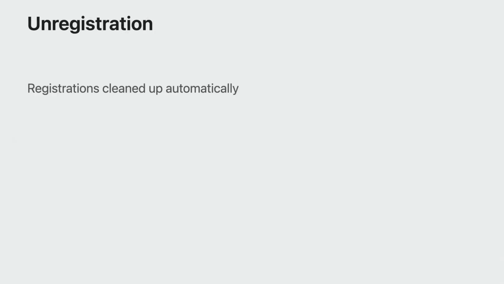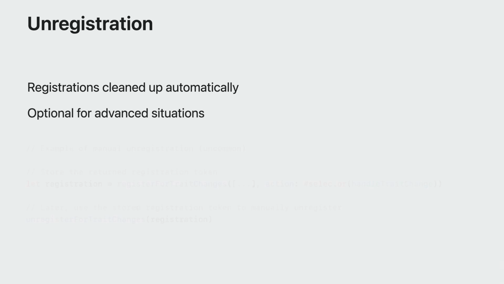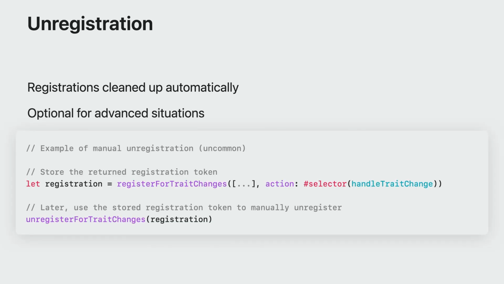Registrations are cleaned up automatically when you use the new methods to register for trait changes. If you have an advanced use case, you can manually unregister using a token that is returned by each of the registration methods. But these cases are very rare, so generally you should just ignore the return value when you call register for trait changes.